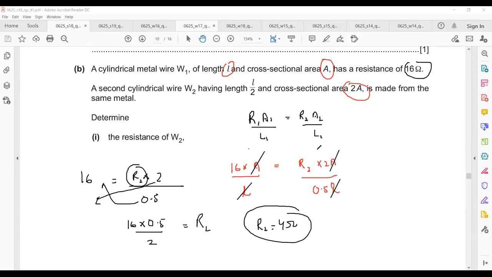Whenever you're comparing two wires made up of the same material, R1 A1 over L1 equals R2 A2 over L2. This is the common question you will find when you're comparing two resistors.